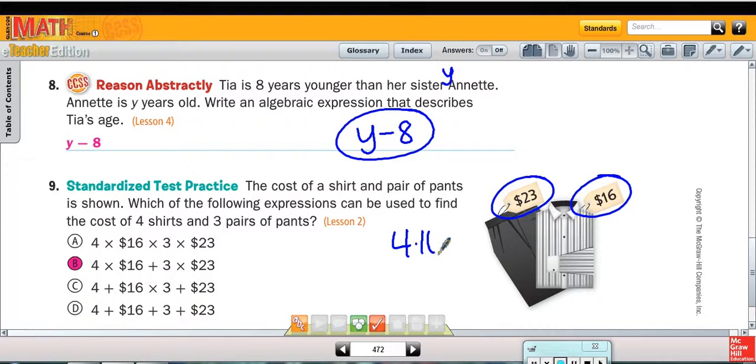So 4 times 16 plus 3 pairs of pants. So 3 times 23. And the best one there would be letter B.